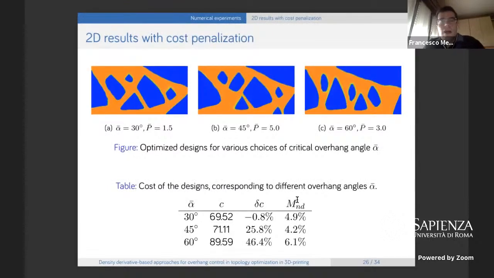With the cost penalization, well, we can repeat the same considerations. The saving in terms of the cost function is even more remarkable for 45 and 60 degree cases. And instead, we do not have a particular advantage when the threshold to the overhang angle is just 30 degrees. The cost in this case is almost equal. It is also just a little worse. But anyway, for the other overhang angles, the saving is very significant, and it is almost half, especially in the 60 degree case, with respect to the PUP constraint alone.